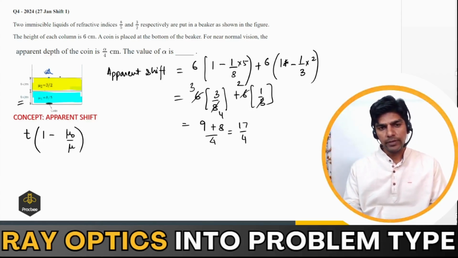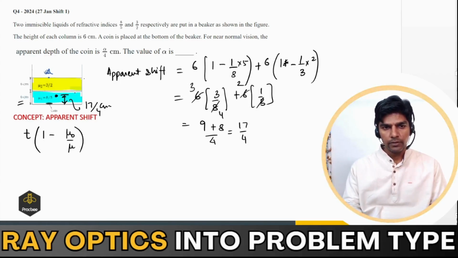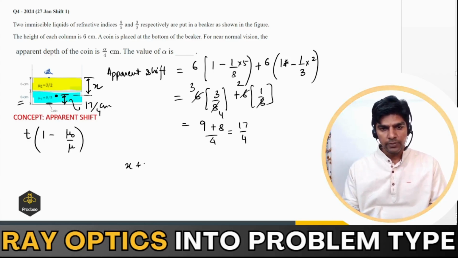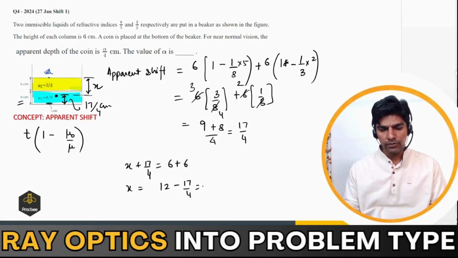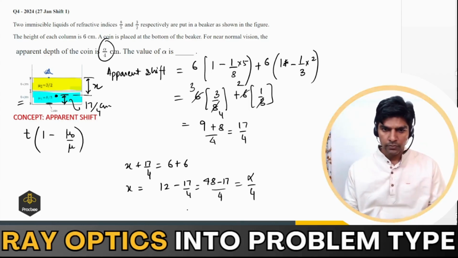And we want to find the apparent depth. So let us say the shift produced is 17 by 4 centimeter, and we want to find the apparent depth. Let us say apparent depth is x. So x plus 17 by 4 is 6 plus 6. So x will be 12 minus 17 by 4, which is 48 minus 17 by 4. And x is given as alpha by 4. So alpha by 4. So alpha comes out to be 31.